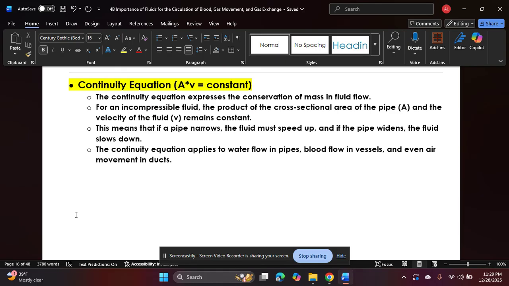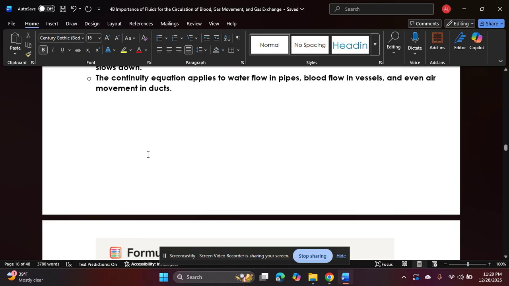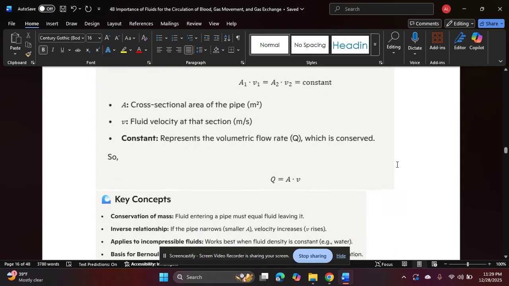The continuity equation applies to water flow in pipes, blood flow in vessels, even air movement in ducts. Formula: A1V1 equals A2V2 equals constant. A is the cross-sectional area of the pipe, m raised to 2. V equals the fluid velocity at the section, meter per second. Constant represents the volumetric flow rate Q, which is conserved, right? So Q equals A into V, right? Okay.